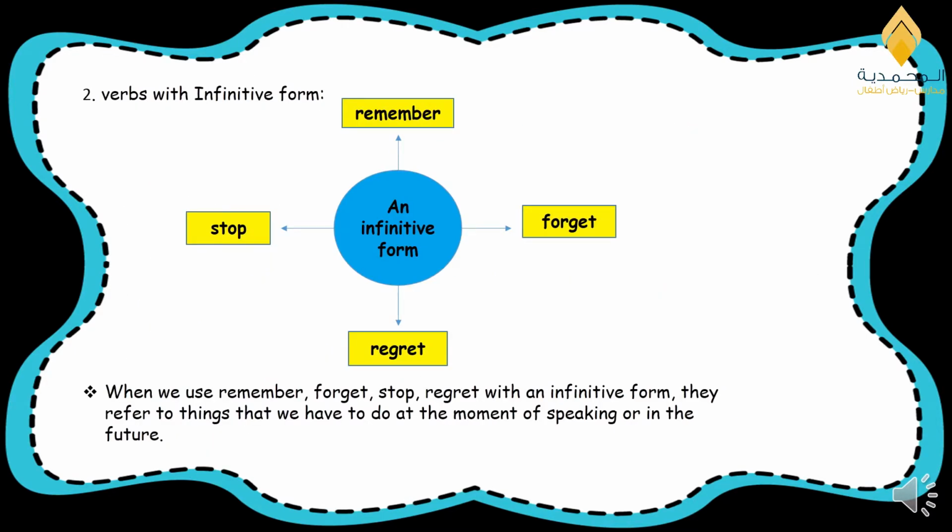So now let's see these verbs, remember, stop, regret, and forget, can be followed by infinitive forms. Yes, they can. We can say that when we use remember, forget, stop, regret with an infinitive form, they refer to things that we have to do at the moment of speaking or in the future. Do you see the difference between the ing form and the infinitive form? Let's see the examples together.